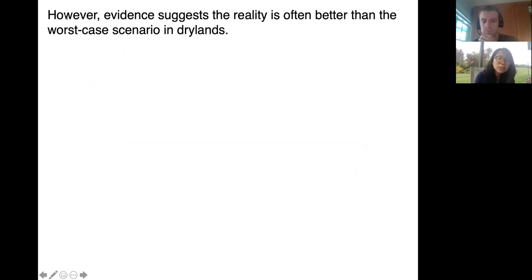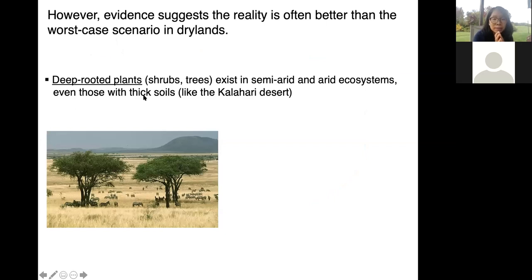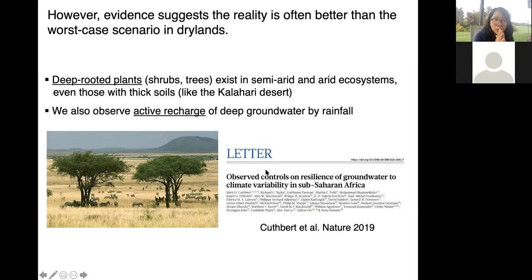However, there actually has been lots of evidence suggesting that the reality for drylands is always better than the worst case scenario. So some of the indirect evidence include the presence of deep-rooted plants, such as shrubs and trees in these ecosystems. And these plants likely access water through the deep aquifers, which somehow is getting replenished. And directly, we can also measure the amount of recharge by measuring the water table underground. And there has been recent work that really shows the active recharge in the last 30 years in these very dry areas.